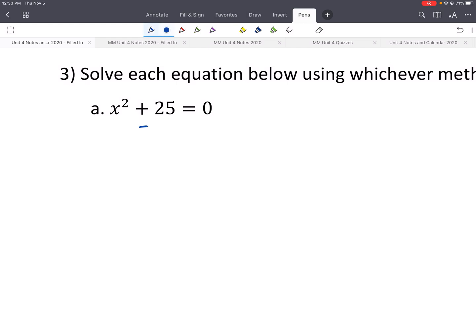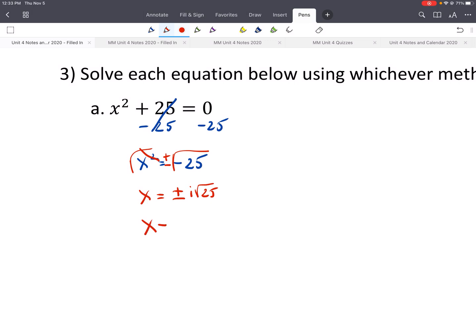So we could just subtract 25 from both sides. So we'd have x squared is equal to negative 25. And then we would square root both sides, just remembering that when we square root both sides, we have a plus or a minus. So we have x equals plus or minus the square root of a negative. Well, that's just i. So that could give us i times the square root of 25, and the square root of 25 is just 5. So it'll just be x equals plus or minus 5i. And that's fairly straightforward.